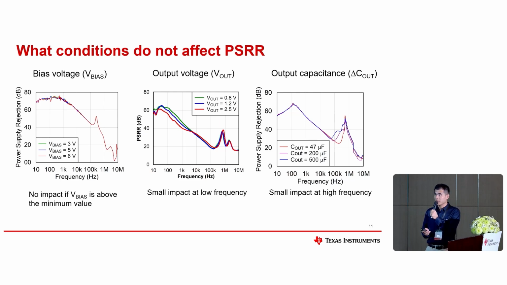Another is the output voltage. With different output voltage, there is some small impact at different frequencies, especially in the low frequency range. For the output capacitor, we can also increase it to improve the PSRR, but the benefit is not so big. There is very small impact, only in the high frequency range, and the cost will be higher if you only increase the output capacitance.